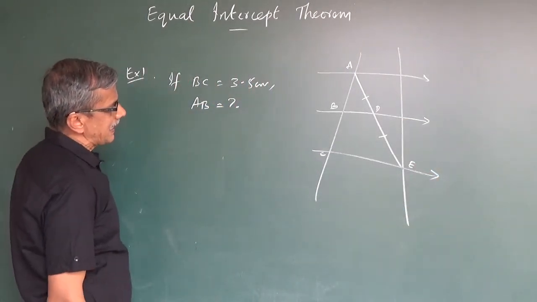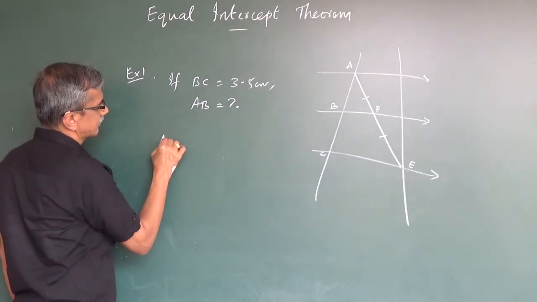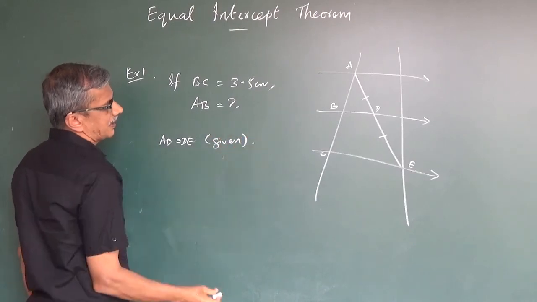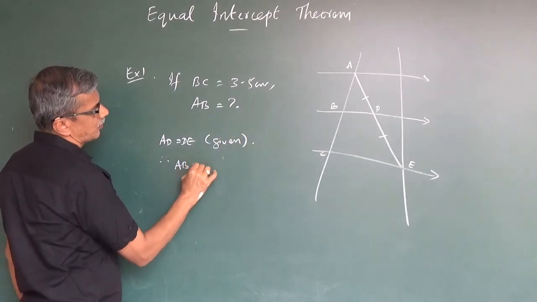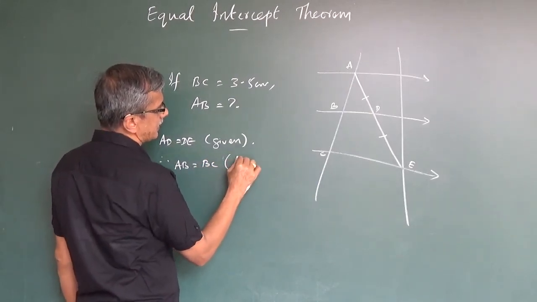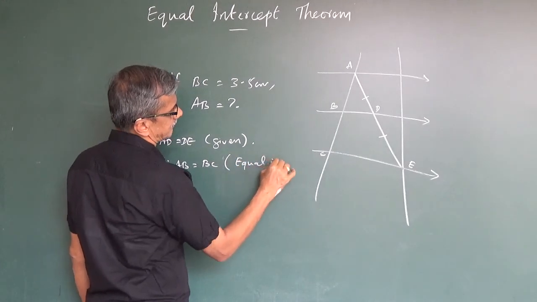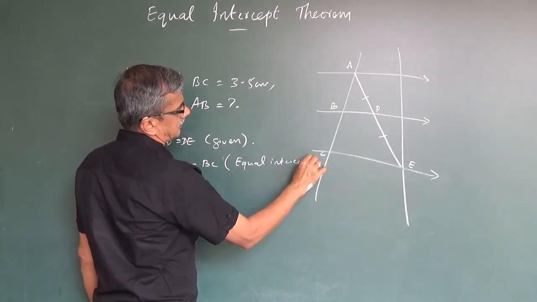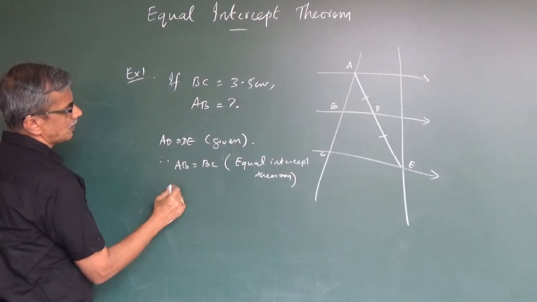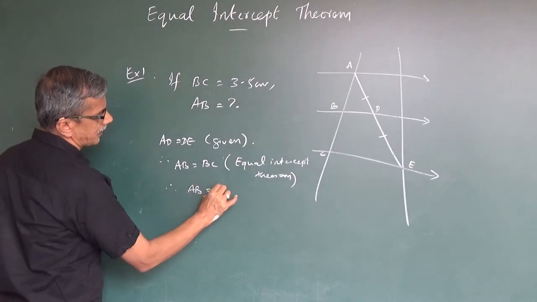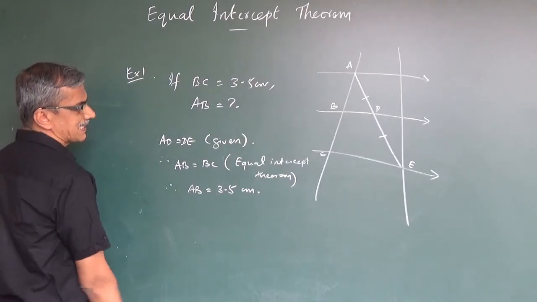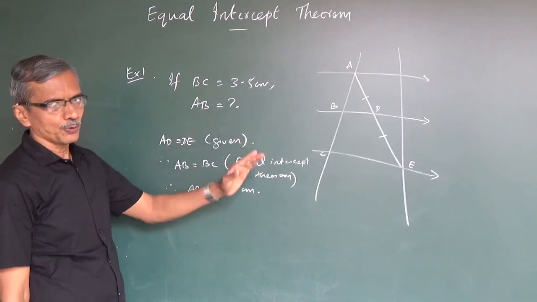So now AD is equal to DE, given. Therefore AB is equal to BC by the equal intercept theorem. Therefore, AB is also equal to 3.5. And if you want, AC is 7 centimeters. So like this we can prove.